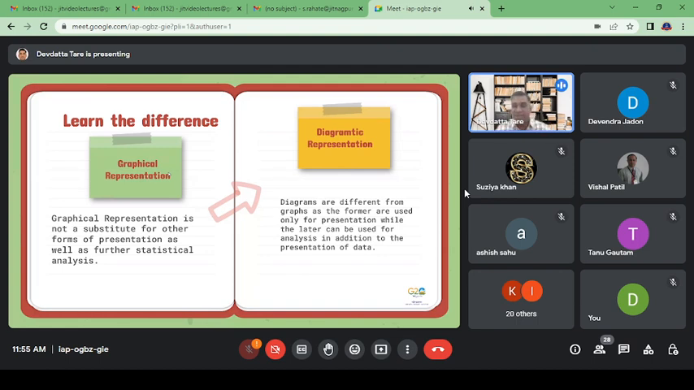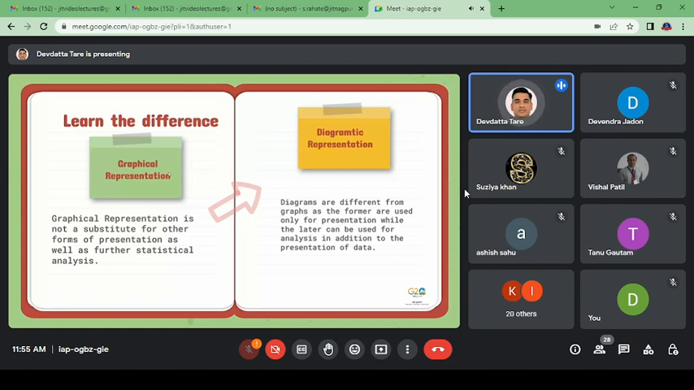So there is a difference between graphical representation and diagrammatic representation. What basically is it? Graphical representation is not a substitute for other forms of presentation, nor for further statistical analysis. Graphical representation cannot be used for statistical analysis, but diagrammatic representations can be used for statistical analysis. So what are graphs and what are diagrams?